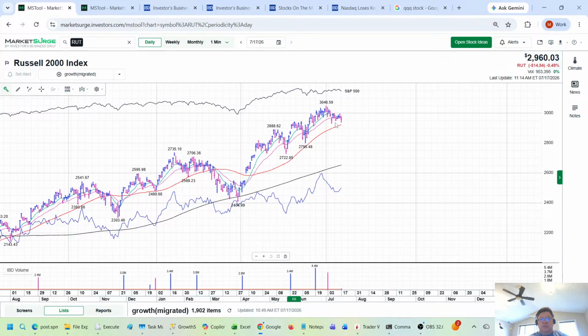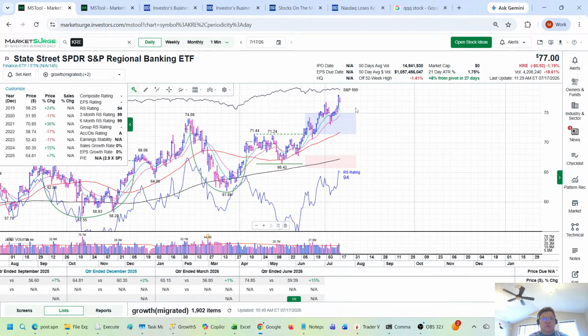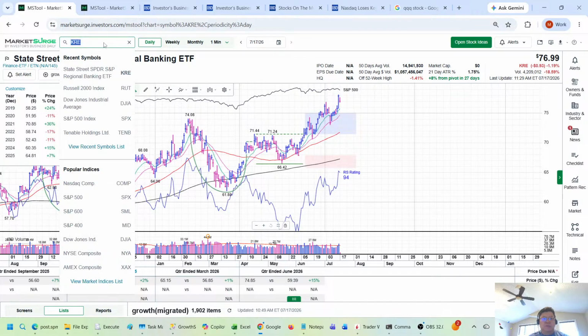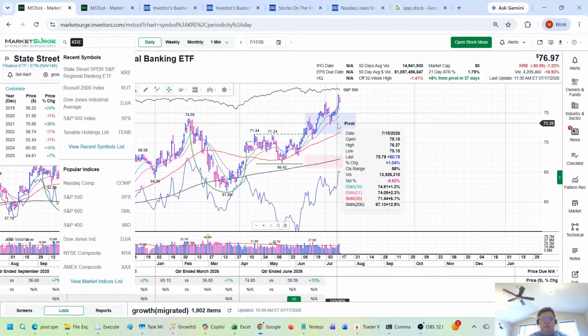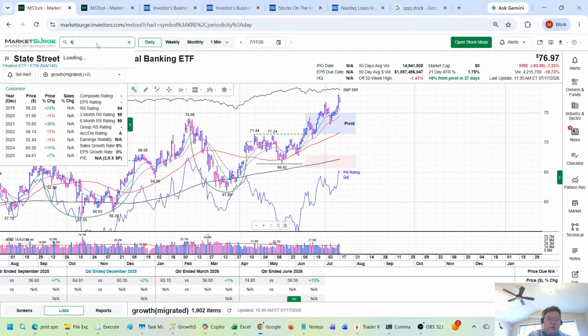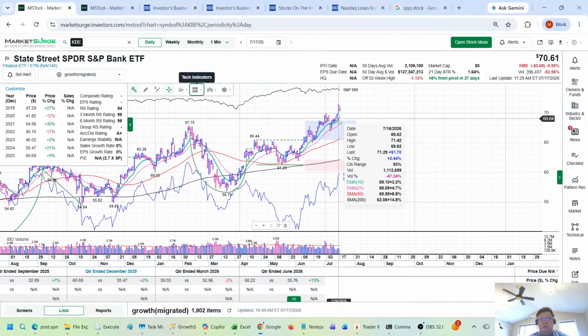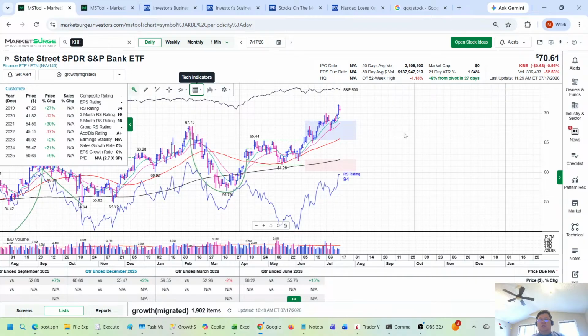Even though this chart doesn't look that good, let's go to KRE for a second here. This is the regional banks, with a huge breakout yesterday. Today we gave back 1.1%. That's really not that bad, considering how much it went up yesterday, which was like 2.8%. So that's not too bad actually, and it's making new highs. We're not that far off the high. It's down 0.9 right now. Yesterday was up 2.4. So again, it's a decent give back.